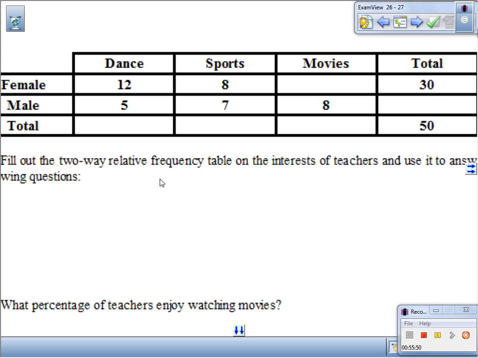So it says on this column, female, male, and total. First column here it says dance 12.5, sports 8.7, movies blank 8, total 30 blank, and here where the total of that is 50. So what is this one called? Don't say it out loud. What is this table called? A chart. Helena. A frequency table. That is correct. It's a two-way frequency table. So let's finish filling this one out.